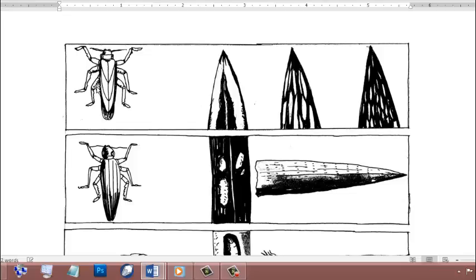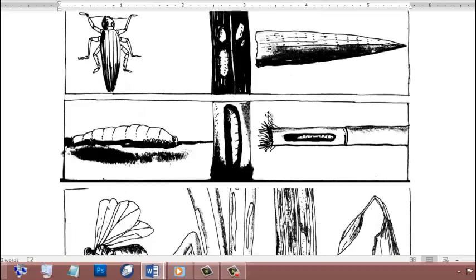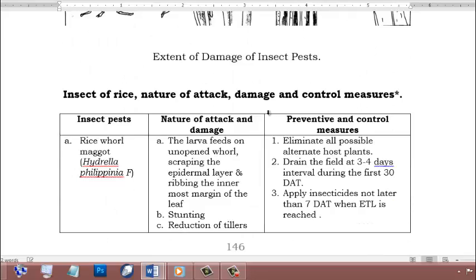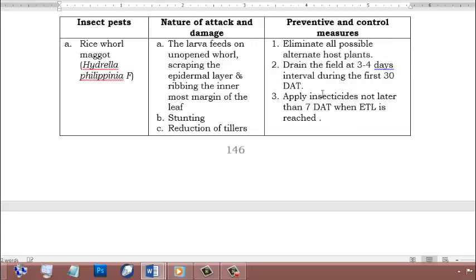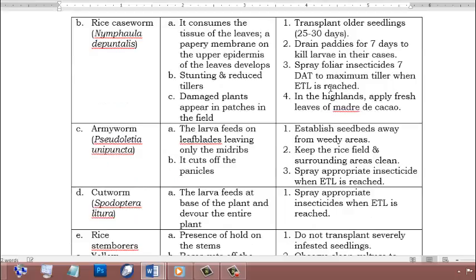So here are the insects and their damages to the rice plant. We have here insects of rice, nature of attack, damage, and control. Column A, insect pest; column B, nature of attack and damage; and column C, preventive and control measures. On the second row, A, whorl maggot, here the nature of attack and larva, and preventive and control measures of this kind of insects. So they can attack, but we can also prevent and control these insects in their attacks that destroy our rice field.